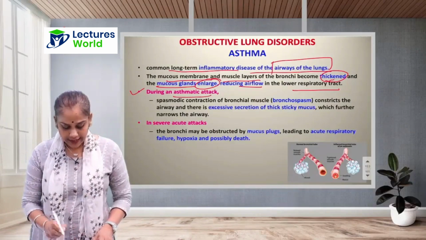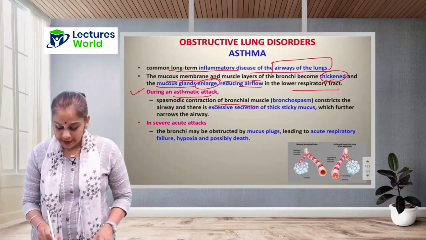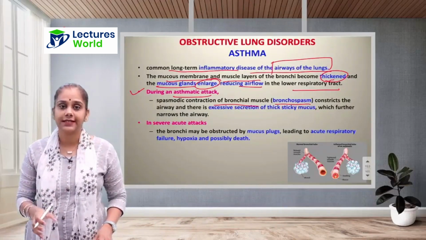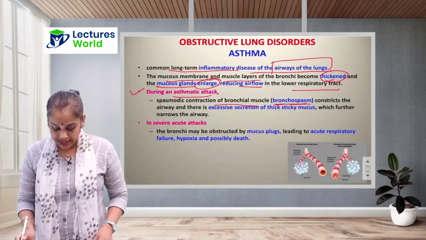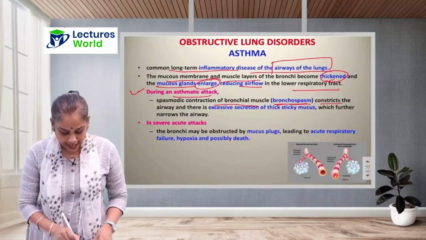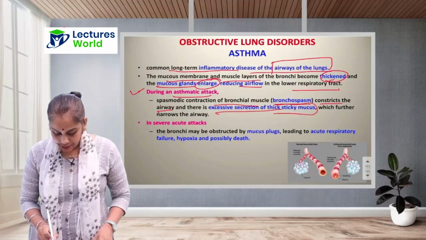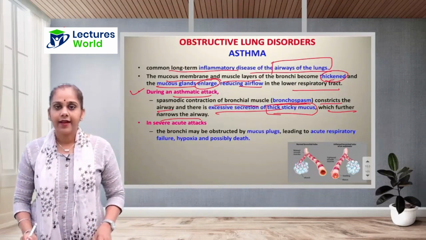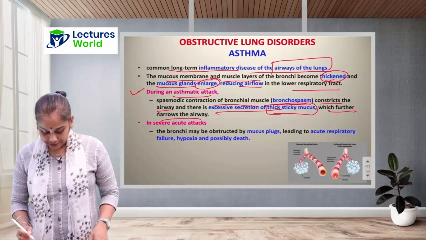During the asthmatic attack, the spasmodic contraction of the bronchial muscle is known as a bronchospasm. Okay, the spasm of the bronchial muscle, known as bronchial spasm or bronchospasm, constricts the airway. There is excessive secretion of thick sticky mucus, which further narrows the airway. Okay, at the time of the asthmatic attack, you can see the figure.